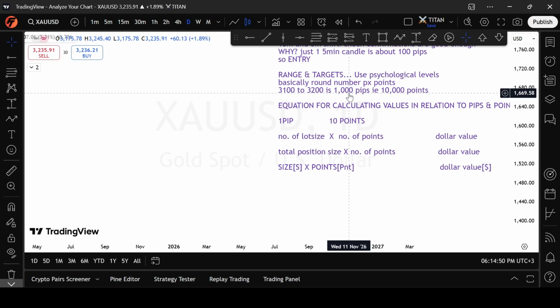And there is a lot of opportunity. It doesn't matter if you catch the whole move. All you need is really a piece of it, because as long as you have used an appropriate lot size, you're usually going to get what you're looking for.